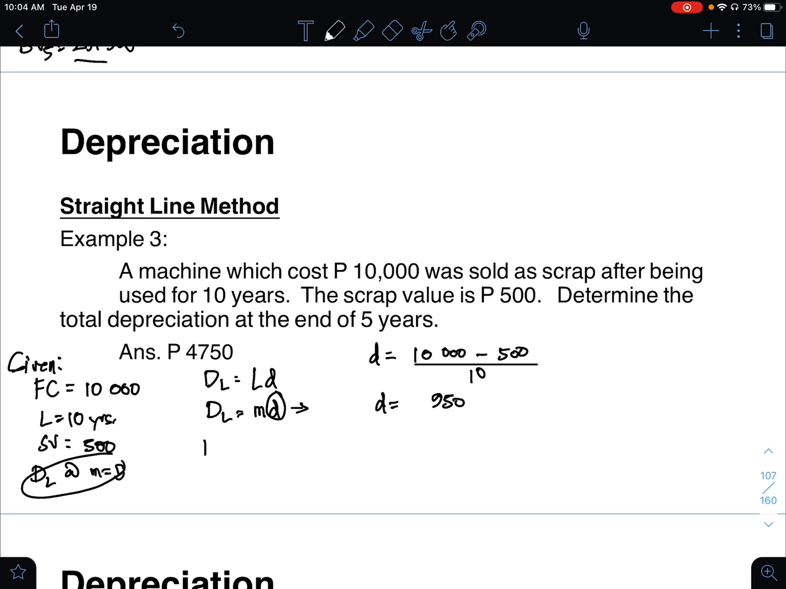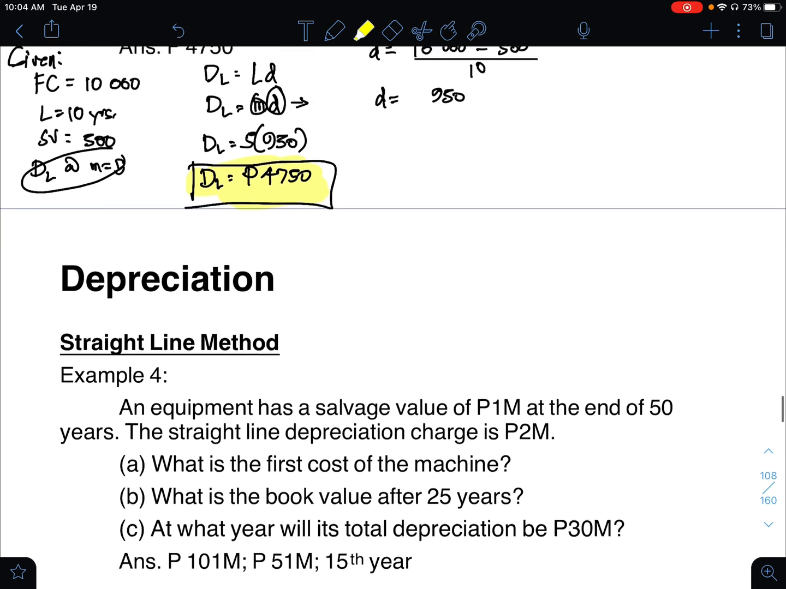So therefore, we can now find DL as the number of years, which is 5, times the D, which is 950. So the DL is just equivalent to 4,750 pesos. Okay, so that's for number 3.